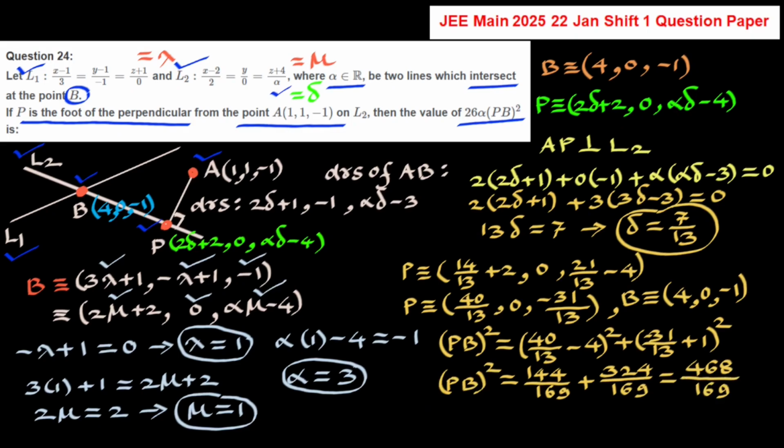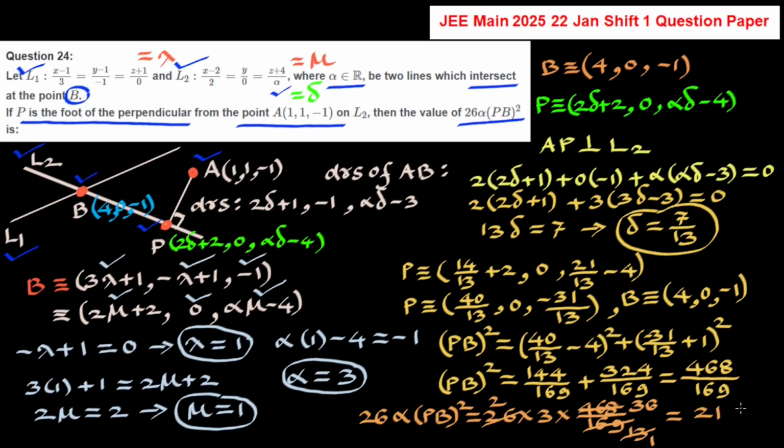Now we have to find the value of 26 alpha into PB square, 26 into 3 into 468 upon 169. 13 2s are 26, 13 3s are 39, 13 6s are 78. So that gives 6 into 36, 216. So the required value of 26 alpha PB square is 216.